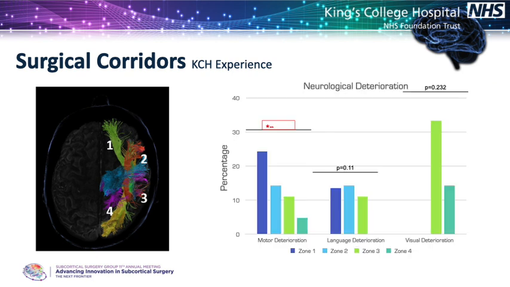So neurological deterioration does occur, obviously. And in zone 1, as you can see here, motor deterioration tends to predominate, and language. And in zone 4, it tends to be visual deterioration. Visual deterioration obviously is much more well tolerated in the context of malignant disease. A patient will readily surrender their license for the greater resection that they may get.